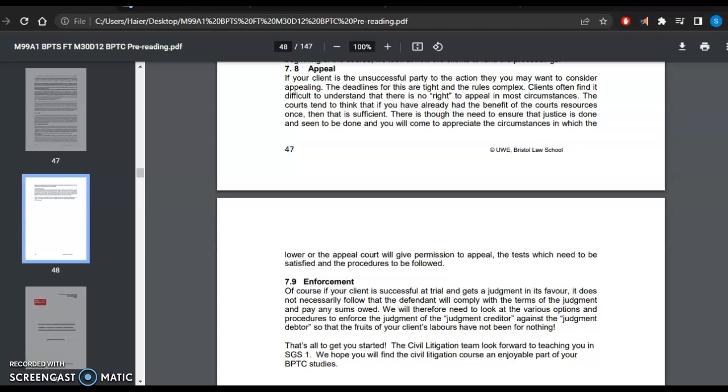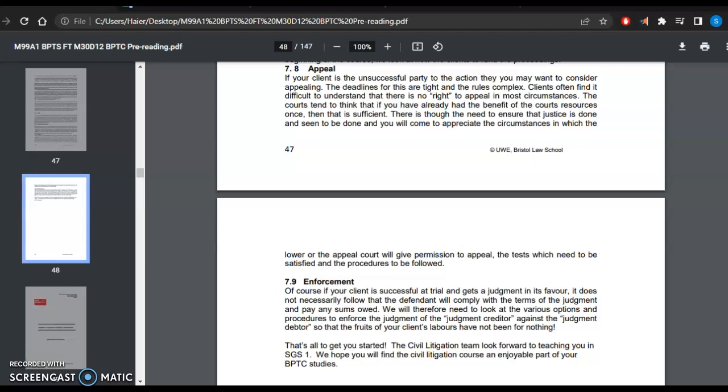The tests which need to be satisfied and the procedures to be followed are quite strict in these cases of appeal. Maybe when new evidence comes up and it might change the course of the trial, then appeal shall be allowed in those cases. But those cases are quite limited.